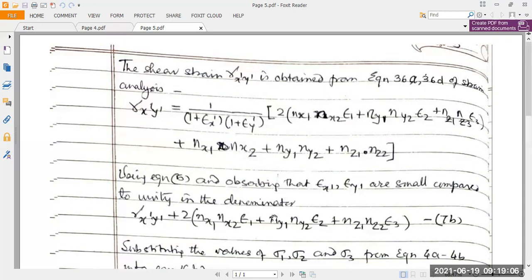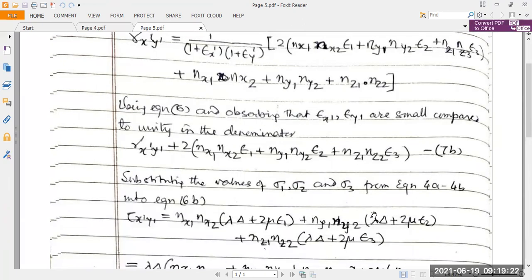which was stated here as tau x dash y dash equals nx1 nx2 sigma 1 plus ny1 ny2 sigma 2 plus nz1 nz2 sigma 3. If you put the value of sigma 1, sigma 2 and sigma 3 from the equation I told you earlier, then this equation for tau xy will become nx1 nx2, ny1 ny2, nz1 nz2 multiplied by lambda into delta plus 2 mu epsilon 1, lambda delta plus 2 mu epsilon 2, and lambda delta plus 2 mu epsilon 3.